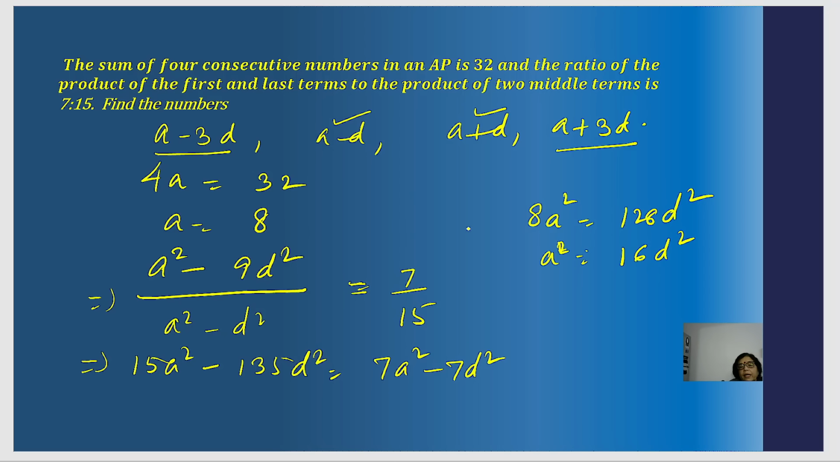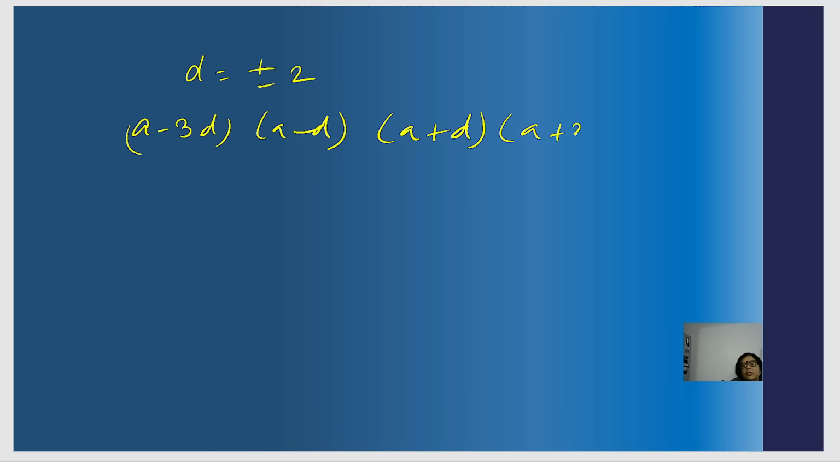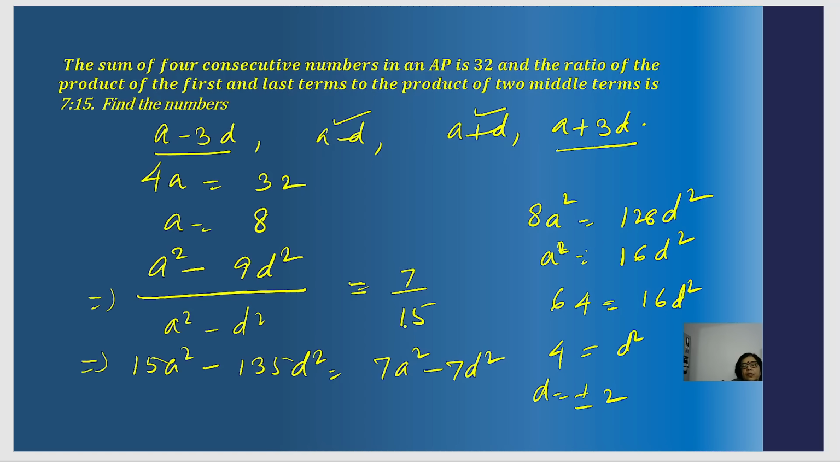Now a is already 8. So a is 8, so we put the value of a squared as 64 is 16d squared. So d squared becomes equal to 64 by 16, that is 4. So d is equal to plus minus 2. So in this case the sequence will become, for d is equal to plus minus 2, the terms are a minus 3d, a minus d, a plus d and a plus 3d. These are the terms, and in this particular question a was equal to 8.